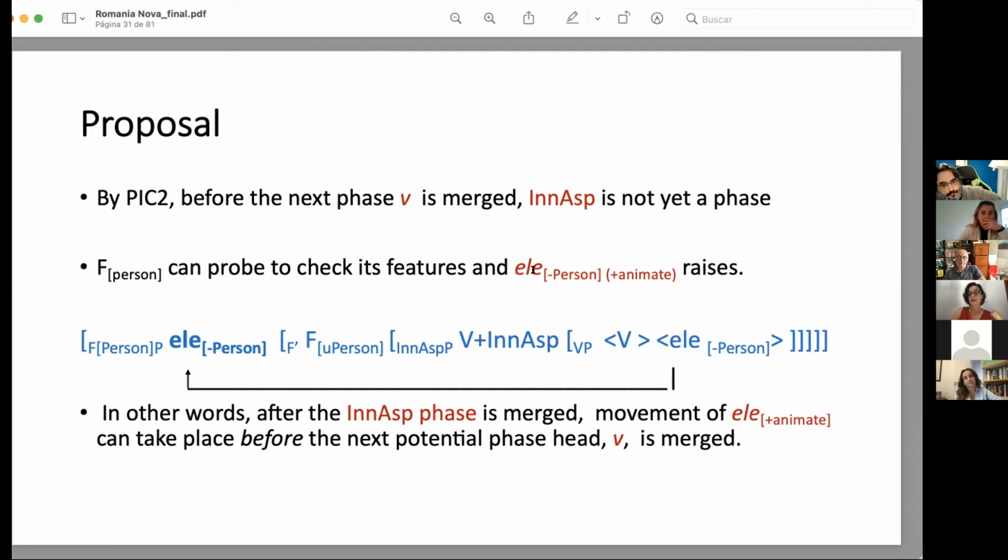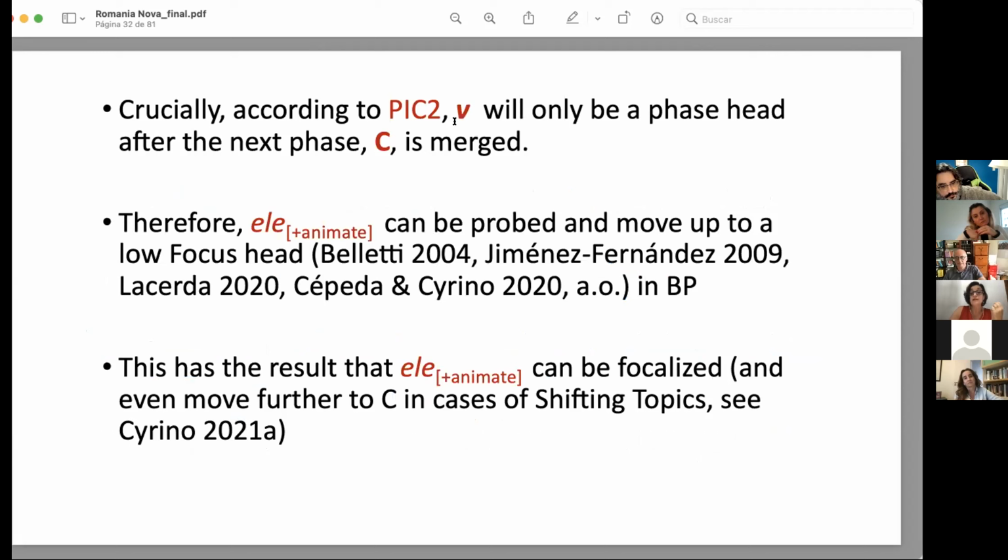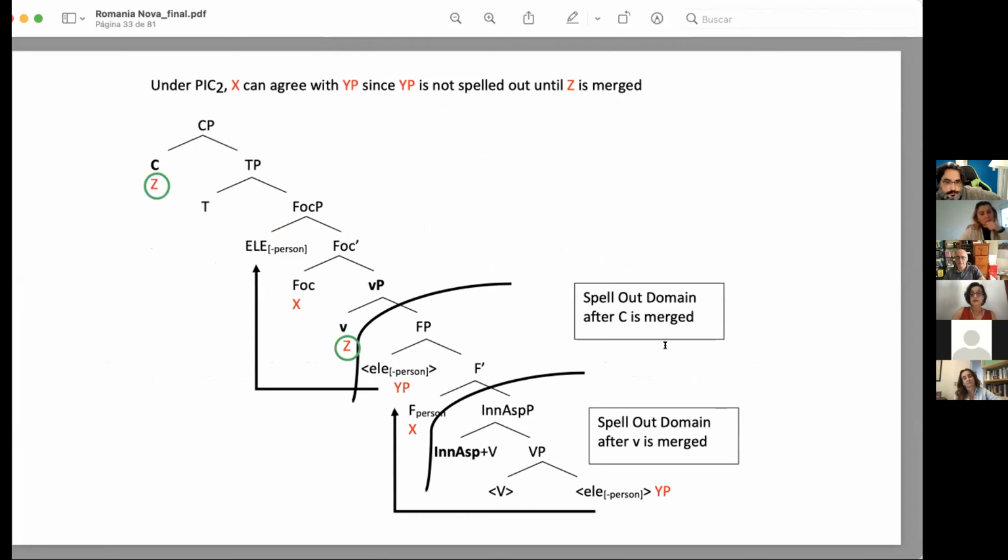And so the ELI, which is plus animate, raises. So after the inner aspect phase is merged, movement of ELI is possible. It can take place before the next potential phase head is merged. Crucially, according to this PIC 2, V will only be a phase when the next phase head is merged, which is C. So ELI plus animate can be probed and move up to a low focus head. This has the result that ELI plus animate can be focalized and even move further to C. So this is the idea here.